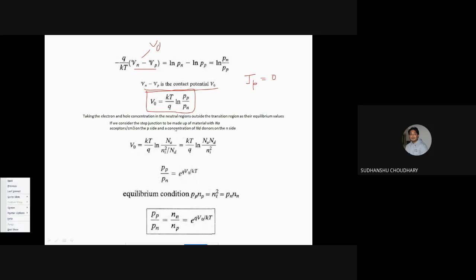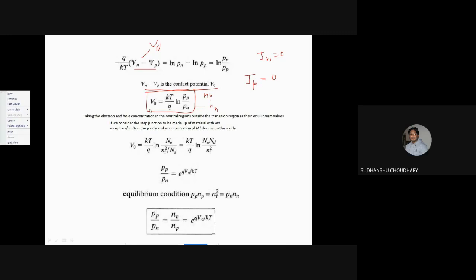We started with saying that the overall current density due to holes is 0, so we arrived at this relation. Similarly, we can start with saying the overall electron current density is 0. Then we will arrive at a relation where Pp will be replaced by Np, electrons in the p-type semiconductor, and Pn will be replaced by Nn, electrons in the n-type semiconductor. Then one can find the same relation, that is V naught will again be equal to an expression with respect to Np and Nn.